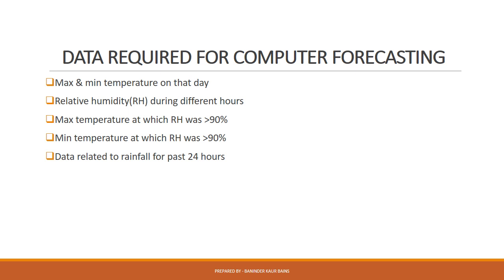And second one is relative humidity during different hours, means during different periods of time on that day what was the relative humidity, maximum temperature at which relative humidity was more than 90%, also the minimum temperature at which relative humidity was more than 90%. So they basically want to know what was the temperature range in which the relative humidity remains more than 90%, the low temperature at which it remains 90%, and also the higher range of the temperature at which it remains more than 90%. And also the data related to rainfall for the past 24 hours is required for the disease forecast.